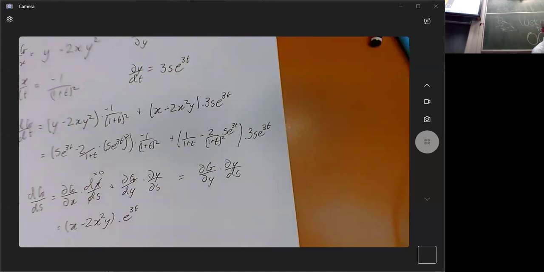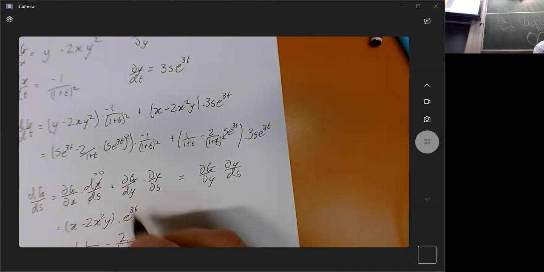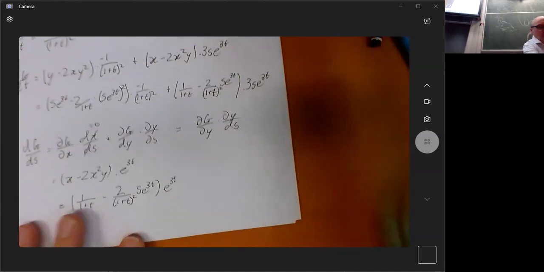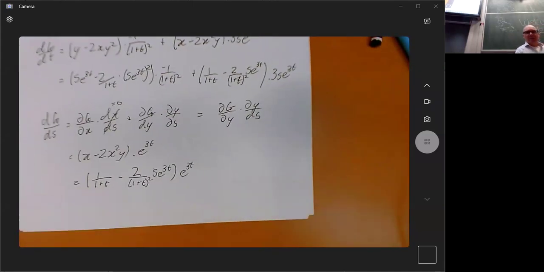E to the 3t. I can do that nice and easily. And so again, I'm going to write this as 1 on 1 plus t minus 2 on 1 plus t squared, e to the 3t. Make sure I put it on. All right, so there is not much more I need to do about that. I can let that go at that point. Don't need to do any more. Hands in the air, walk away.